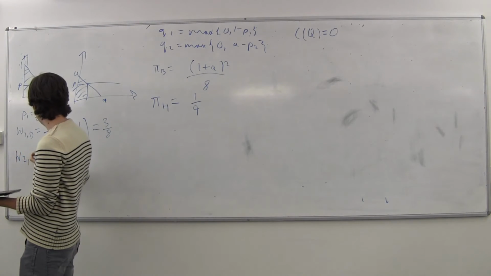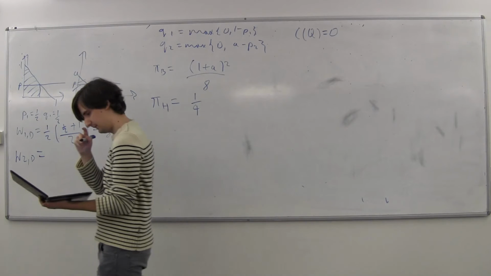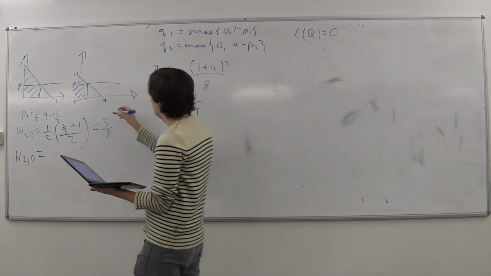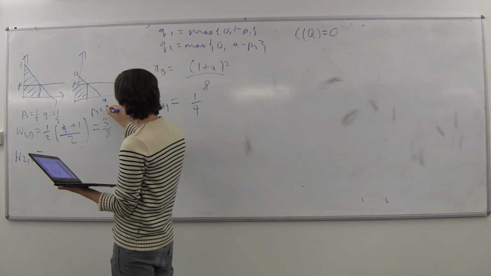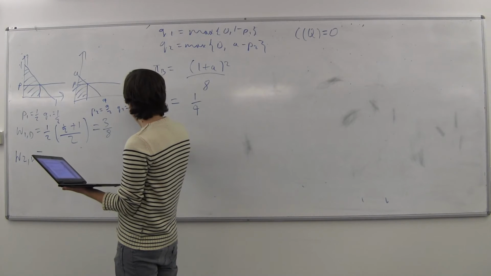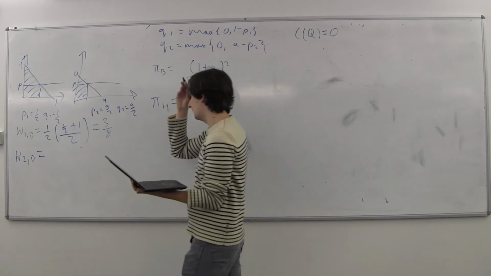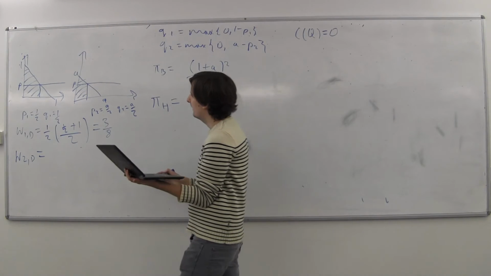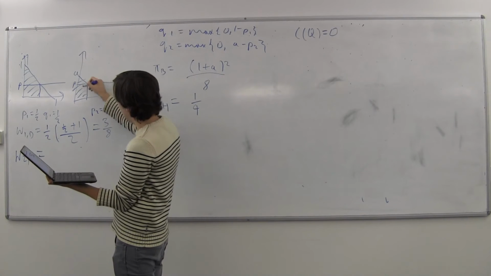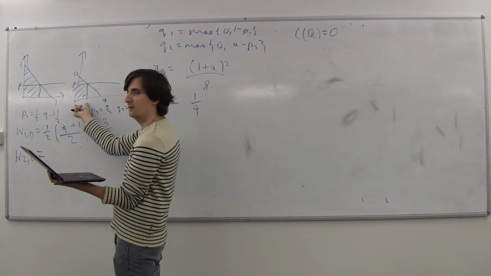Likewise, welfare in the second market under discrimination. In the second market with discrimination, you have P2 is a over 2 and Q2 is a over 2. So again, look at this picture now. This distance is just the quantity.